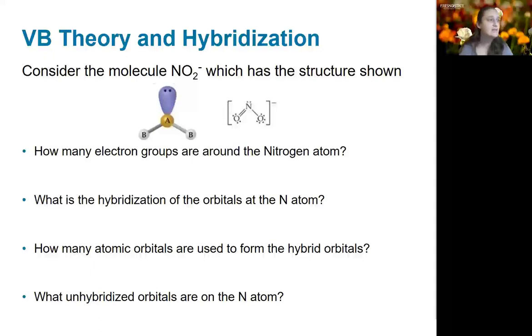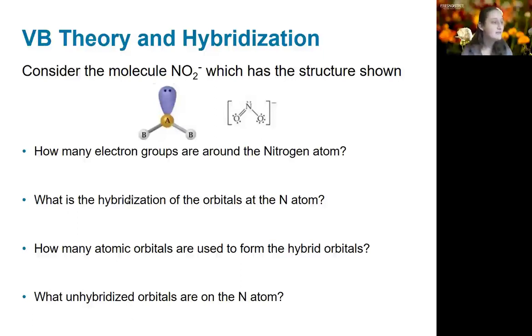So here, we're going to consider the molecule NO2, which has the structure that's shown. The left-hand figure is showing the three-dimensional structure. The right-hand figure is showing the connectivity of the atoms. And so the types of questions you could be asked about this are things like how many electron groups are around the nitrogen atom? What is the hybridization of the orbitals around the nitrogen atom? How many atomic orbitals are used to form the hybrid orbitals? And what unhybridized orbitals are also on the nitrogen atom?